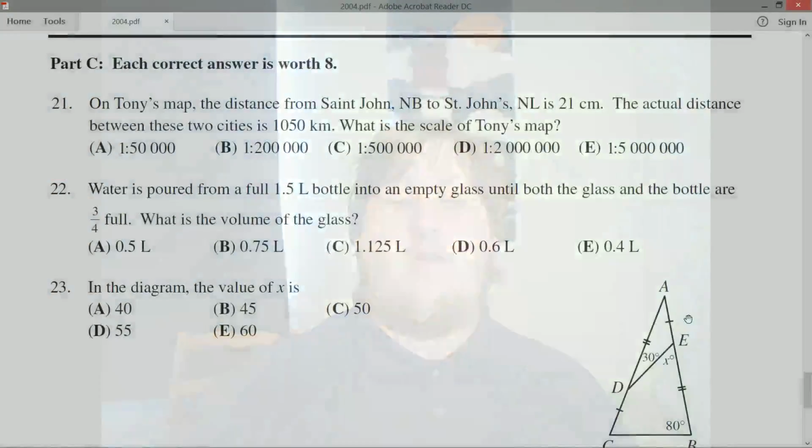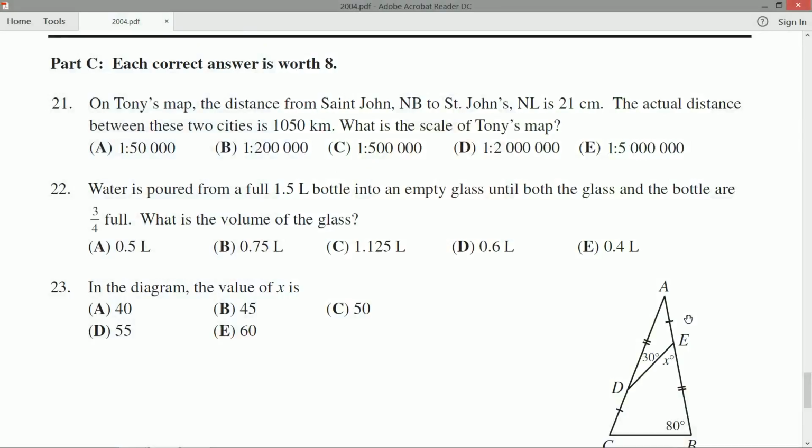We're looking at the 2004 Grade 8 Gauss paper, and we're on the very first question of the last section, so that's question number 21, first question in part C. Let's take a gander at it. On Tony's map, the distance from St. John, New Brunswick to St. John's, Newfoundland is 21 centimeters. The actual distance between these two cities is 1,050 kilometers. What is the scale of Tony's map?